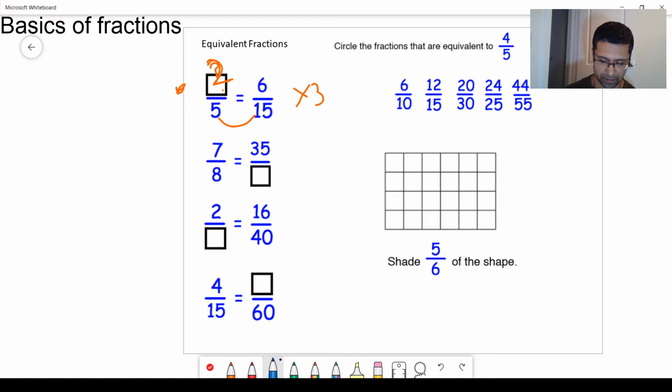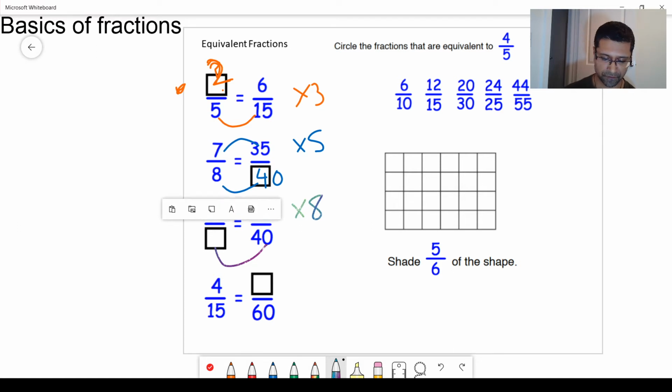Right, looking at this 7, comparing the numerators, we've got 7 times something to give me 35. It's times by 5. What you do to the top, you've got to do to the bottom. 8 times 5 is 40. Comparing the numerators now, 2 times something to give 16, it's times by 8. So something times 40 to give me 8? Well, do inverse operation, 40 divided by 8 takes you back to 5.